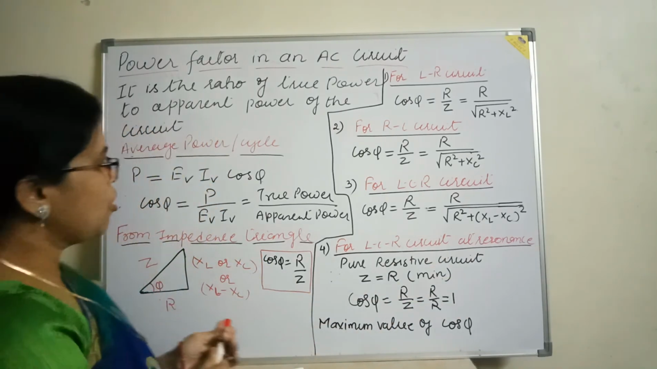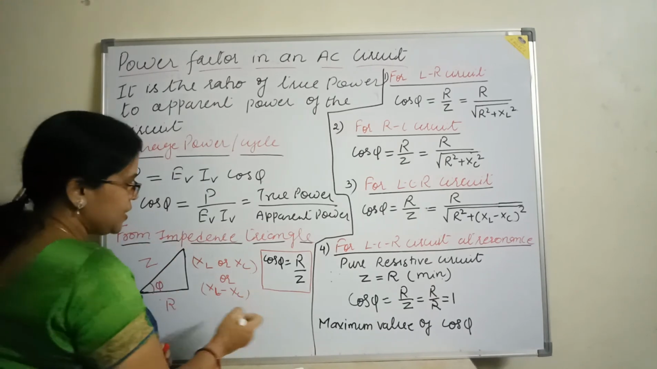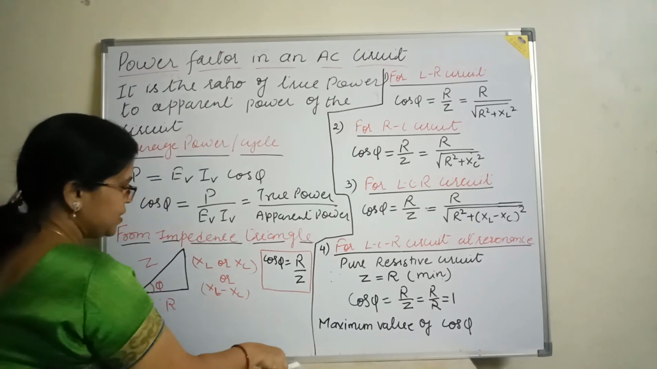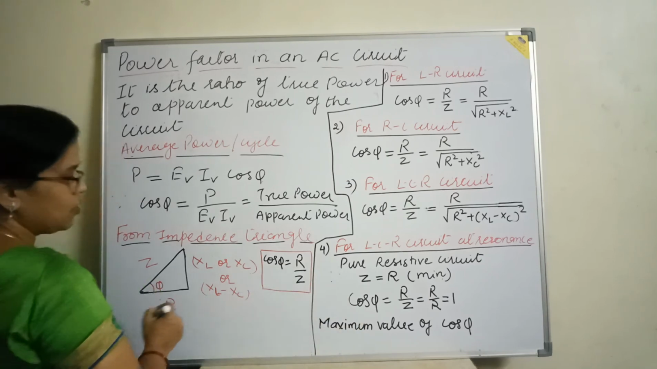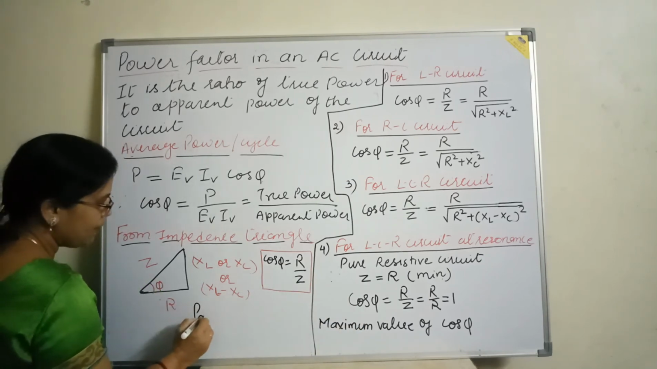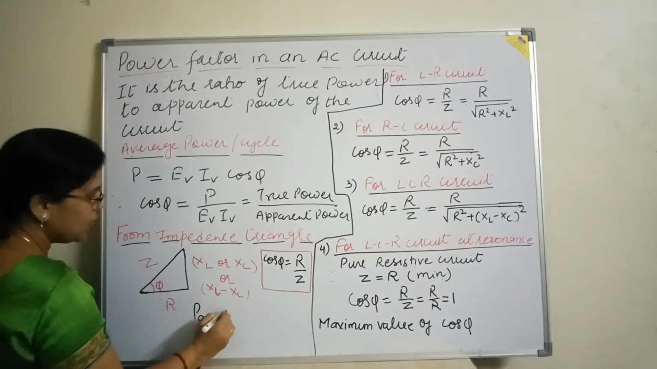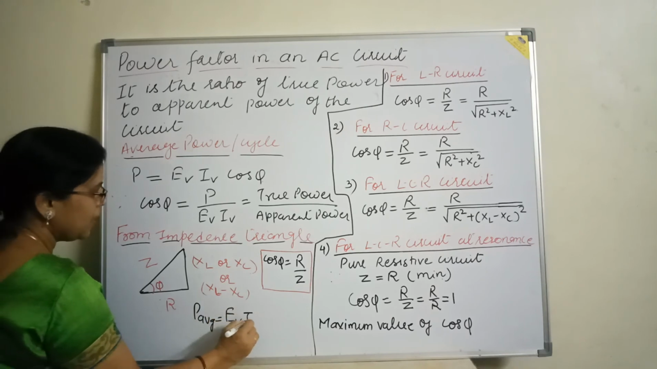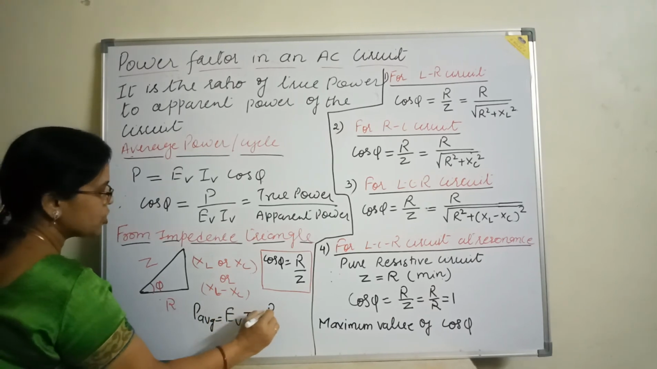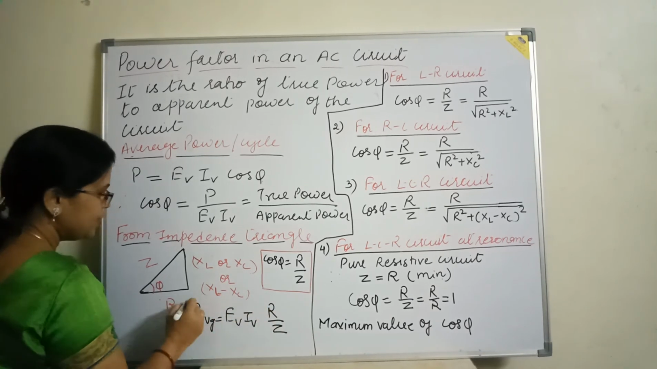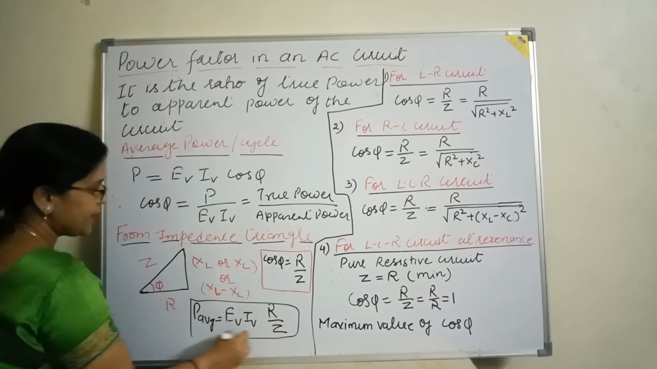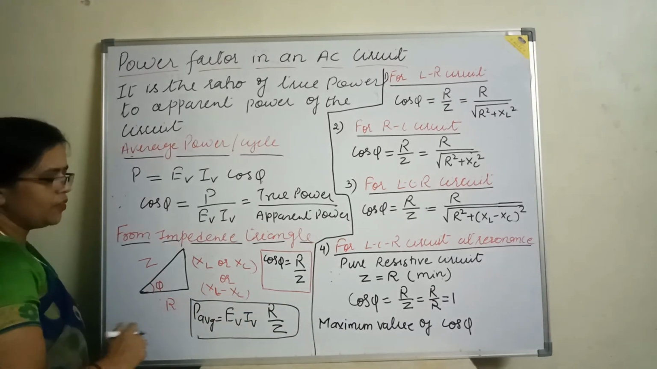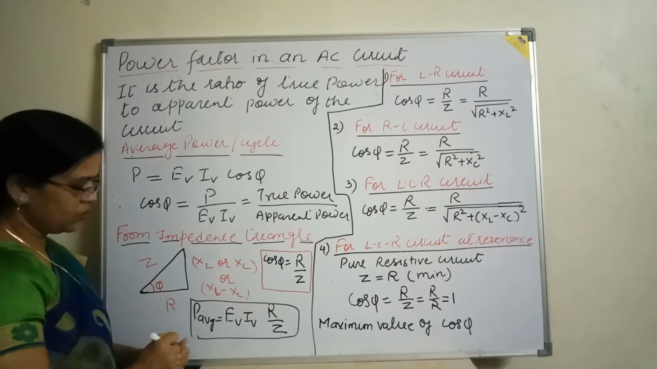So the expression of power can be written in terms of cos phi: P average is equal to E_v I_v, and in place of cos phi you can write R by Z. So the power expression can be written in terms of this value also. That's it.